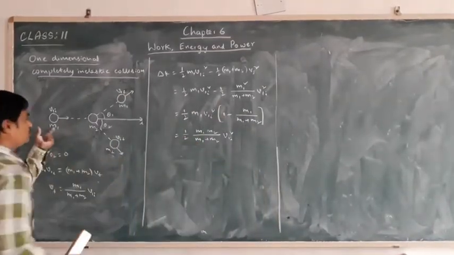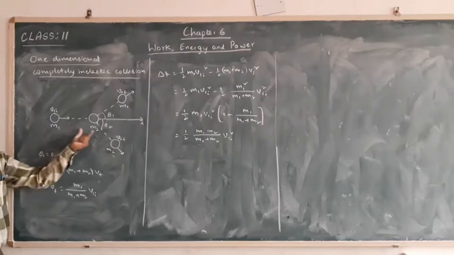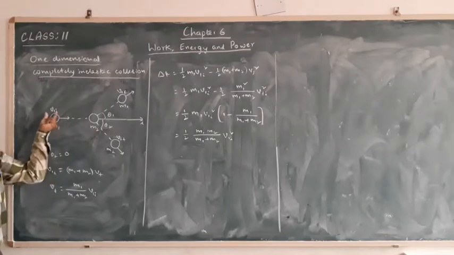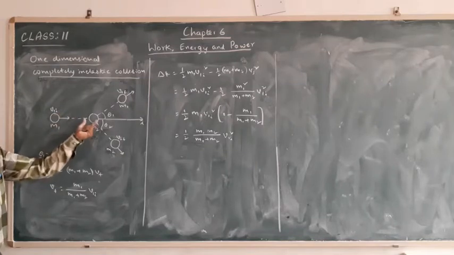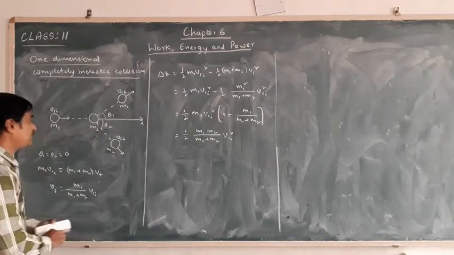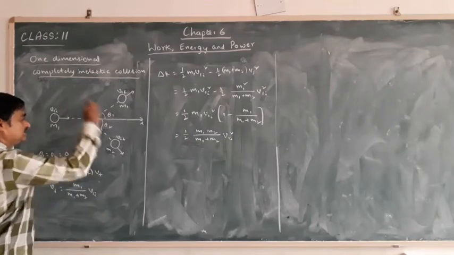Here we consider two masses, m1 and m2, with initial velocity for the first mass as v1i, and we consider the second mass initially at rest. Okay.